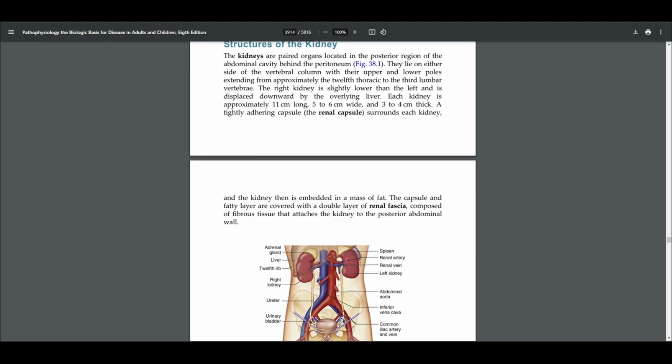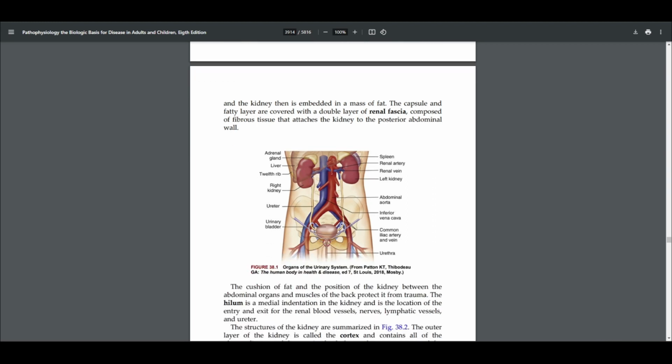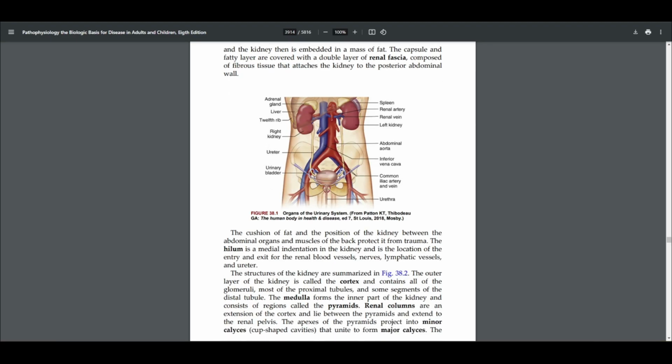A tightly adherent capsule, the renal capsule, surrounds each kidney, and the kidney then is embedded in a mass of fat. The capsule and fatty layer are covered with a double layer of renal fascia, composed of fibrous tissue that attaches the kidney to the posterior abdominal wall.